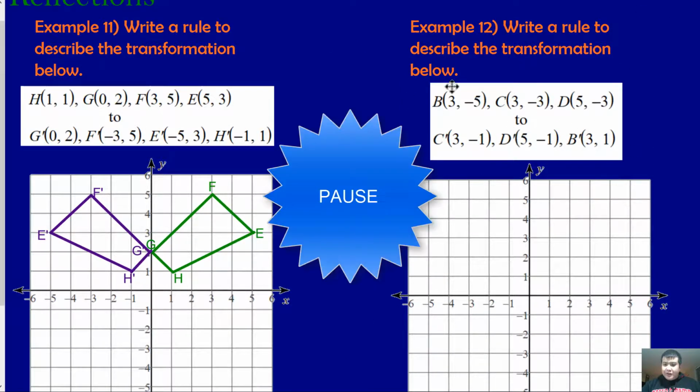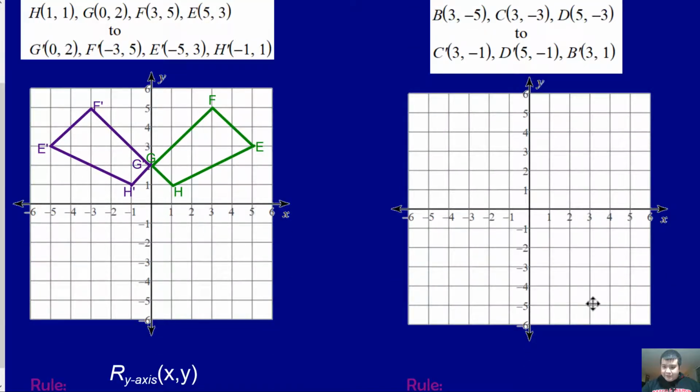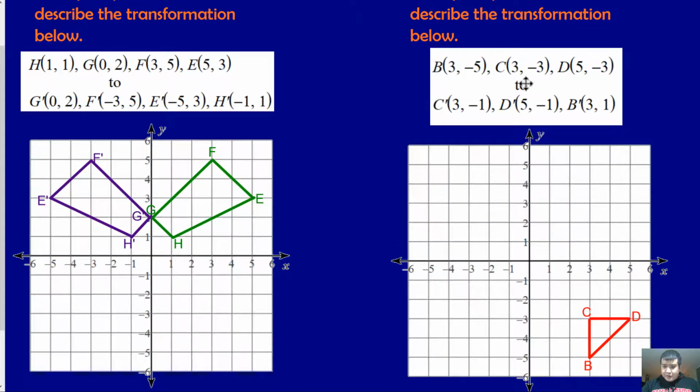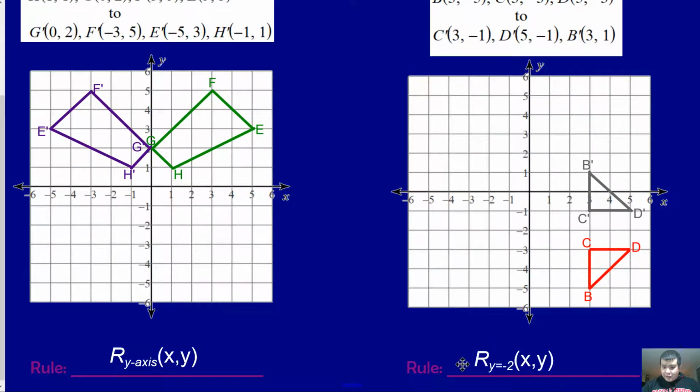Then over here, go ahead and graph this one, and then graph this one, see what transformation, what kind of reflection occurs. So the first pre-image starts at 3, negative 5, so it's down here. And so our image looks like this, and then our post image or image is 3, negative 1. So that should be right here. As you guys can see, this is a reflection across the y equals negative 2. So our reflection is y equals negative 2.